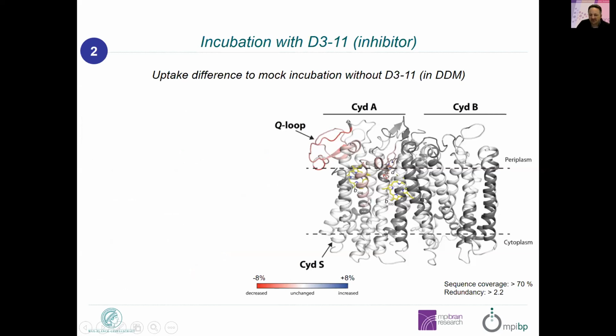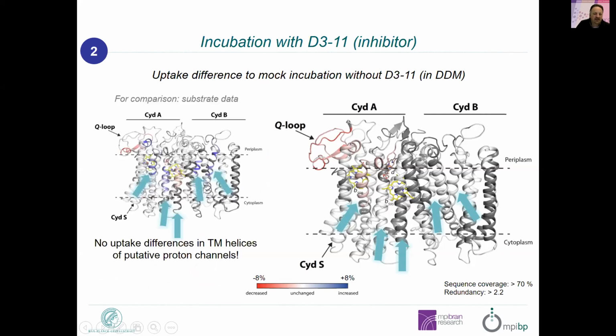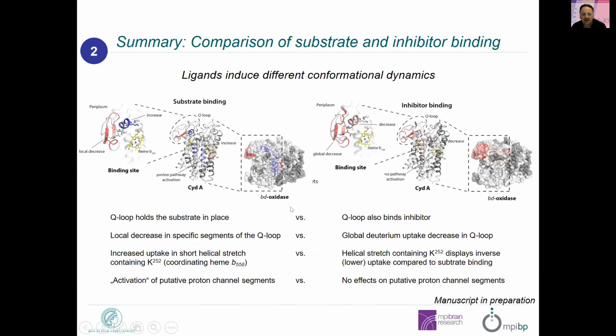And we were really excited also to see that the entire set of differentially uptaking segments we saw here in the central part of the protein did not display any differential uptake in the inhibitor form as compared to the substrate bound form. So that really encouraged us in believing that these are physiologically relevant functional changes in the protein complex.